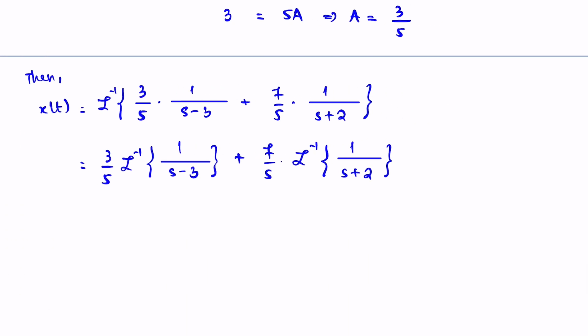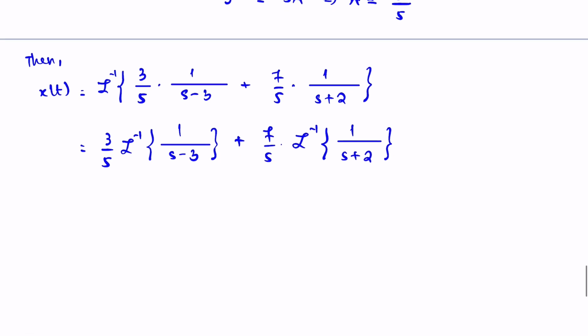So here, the inverse Laplace transform of 1 over (s minus 3) is going to be e to the 3t, and the inverse Laplace transform of 1 over (s plus 2) is e to the negative 2t. So you get 3 over 5 times e to the 3t plus 7 over 5 times e to the negative 2t. And that's how you get the solution of the initial value problem using Laplace transform and inverse Laplace transform.